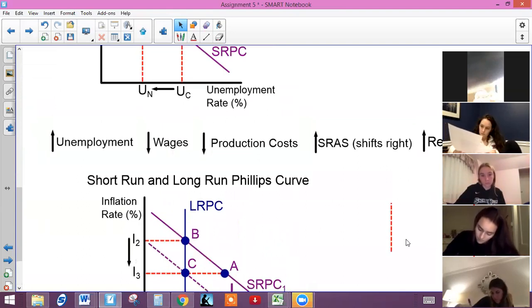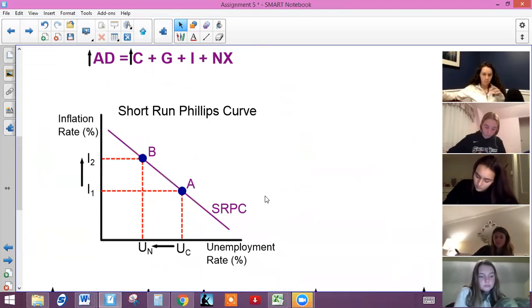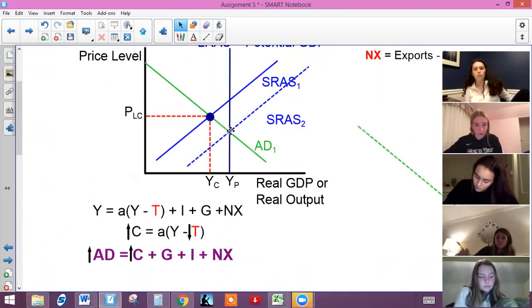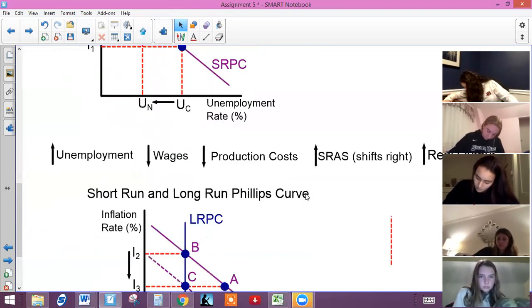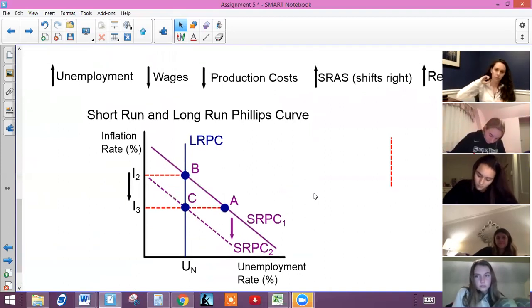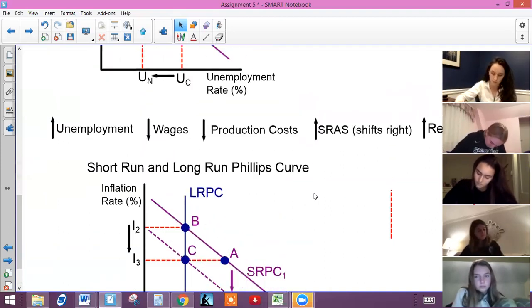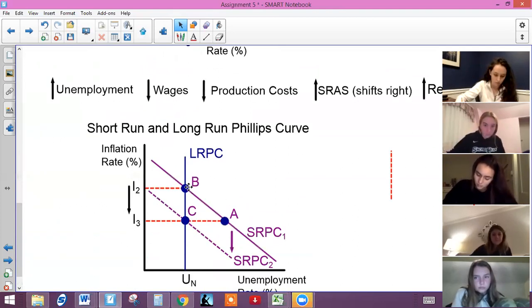So real output's going to go up. Now, when the short run aggregate supply curve shifts to the right, that's going to bring price levels down, right? So, but you know what? I'm kind of having a brain dump because I'm not sure exactly what they're responding to here when they say wages will fall. But what happens here, though, is that you're going to have a shift.